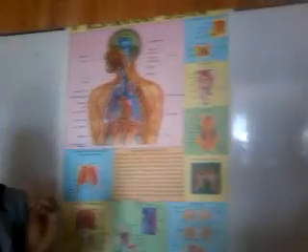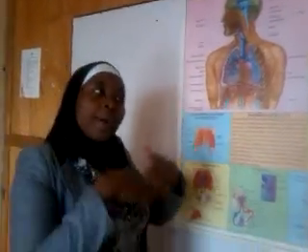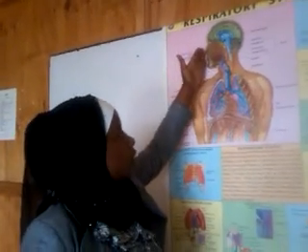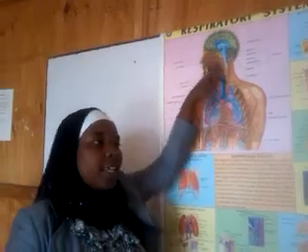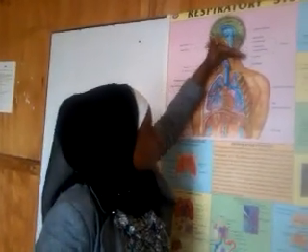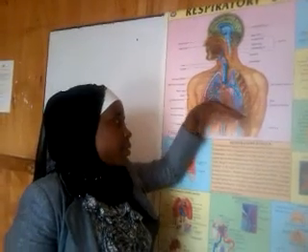So the respiratory system consists of two tracts. The upper respiratory system runs from the nasal cavity until the larynx, and the second part runs from the trachea until the alveolar sacs.